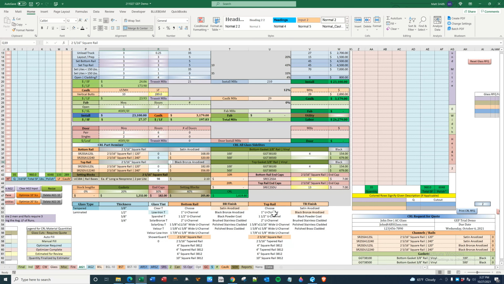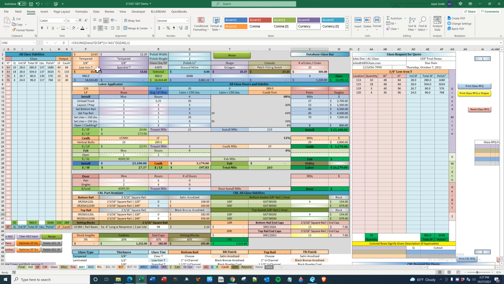2 5/16 square. So because it's 3/8, I'll just demonstrate again. The vinyl has to be figured. If this were to be 1/2 inch, the vinyl is included.